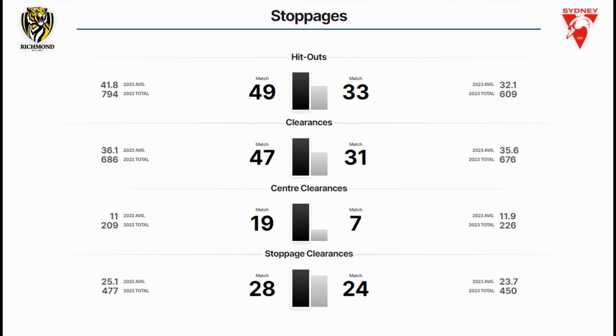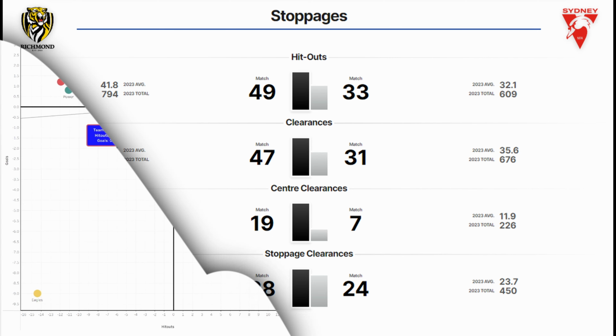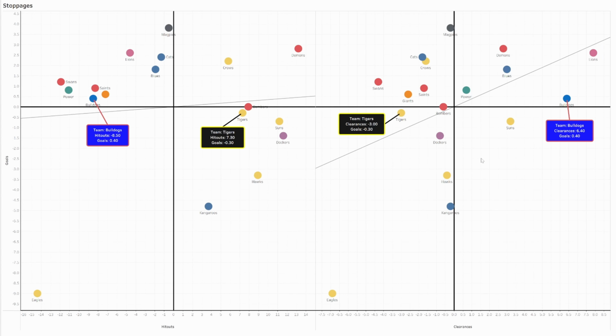However, we can see against Richmond's game against Sydney, in which they won hit-outs 49-33, and that resulted in a higher win percentage in their clearances. They won clearances 47-31 in that game and dominated centre clearance, winning 19-7. So the hit-outs could have a say, but just due to the Dogs not really winning hit-outs anyway and winning clearances like Brisbane are quite weak in hit-outs but strong in the clearances, I say that'll go the way of the Dogs again. They'll dominate the stoppages.